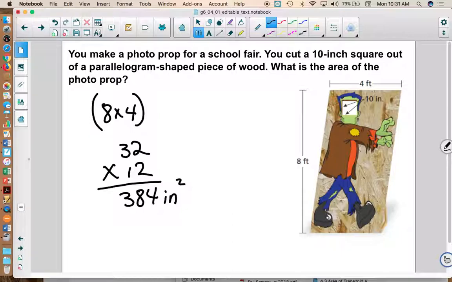There's 12 inches in a foot. Notice this is in feet, and the square that they took out was in inches. And I can't subtract inches from feet without converting it to the same type of measurement. Okay? And then you said do what?